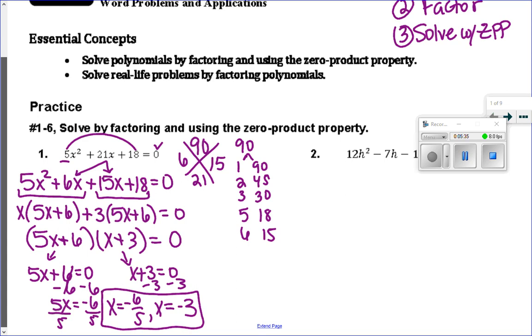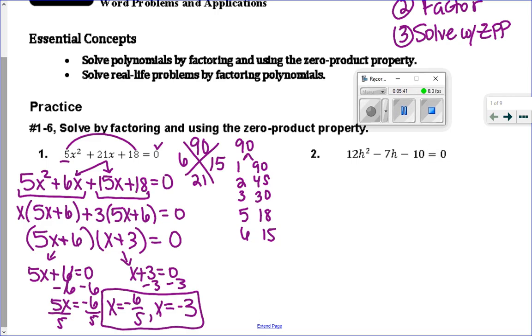There you go. Okay, let's try number 2. Let's try another one. So you can see it's really just practicing the steps you learned yesterday for trinomials that do have a leading coefficient and bridging that together with the zero product property work we had already been doing. So let's try number 2. Let's try one more like this.